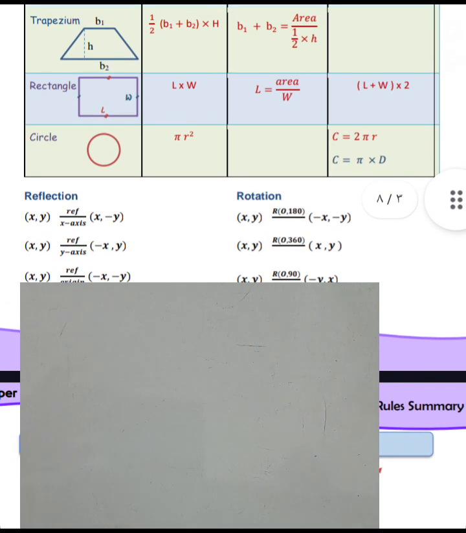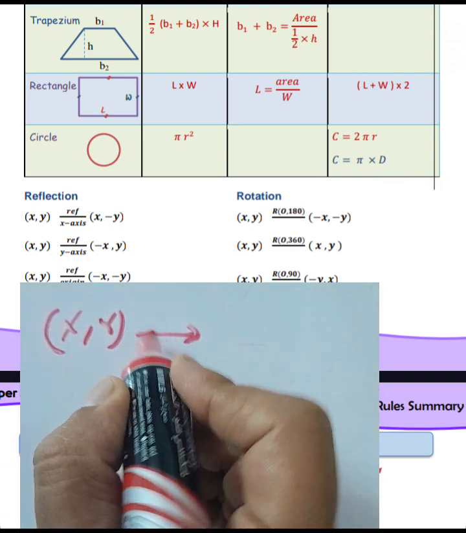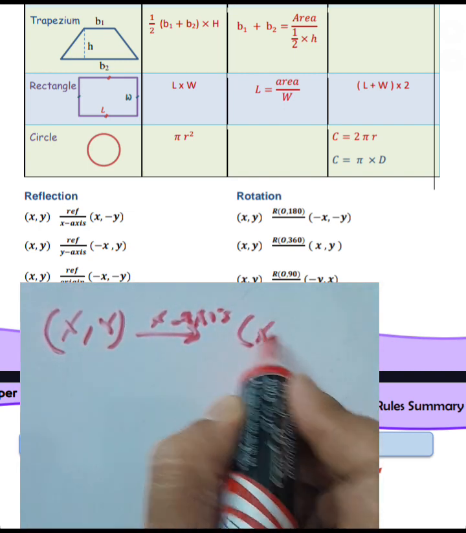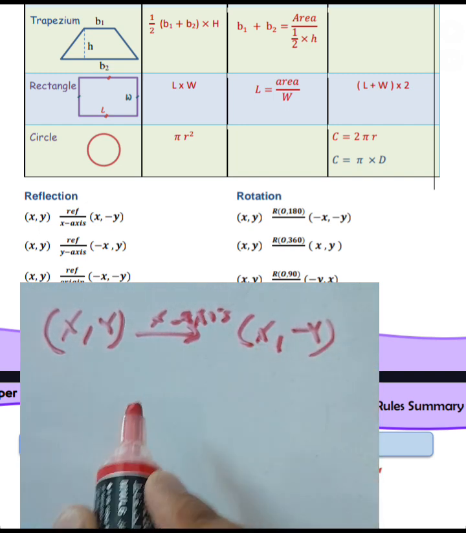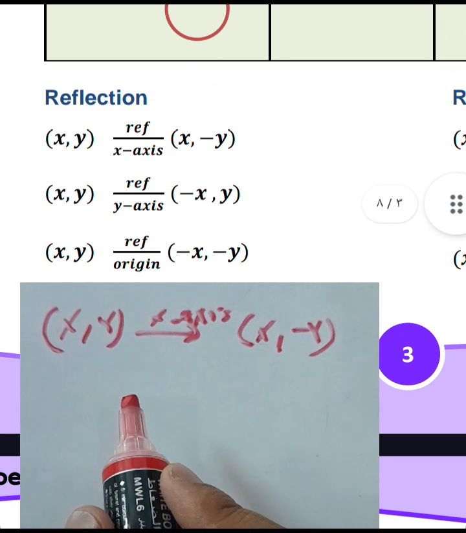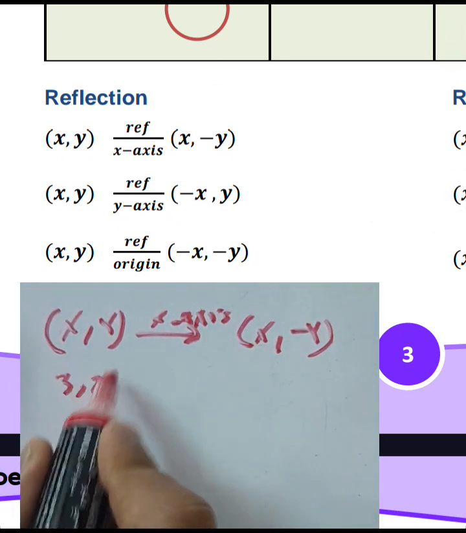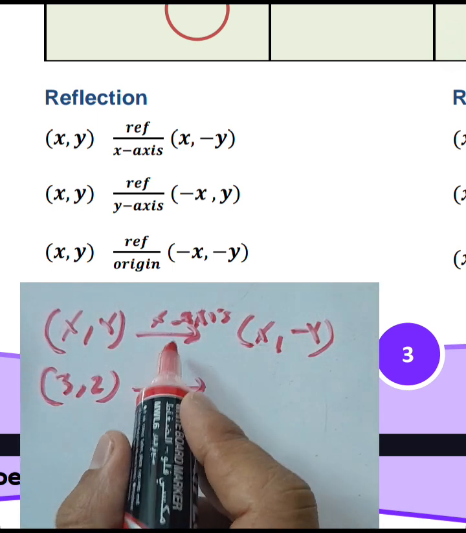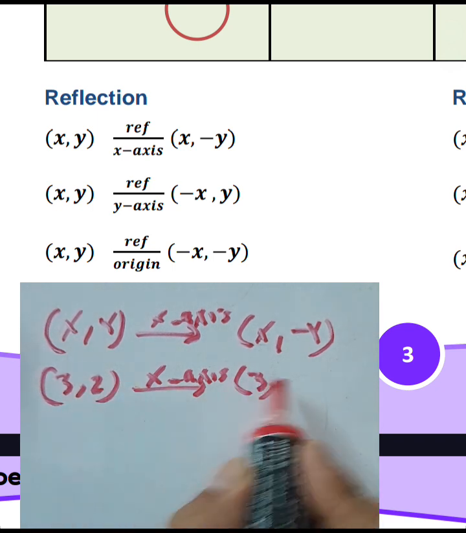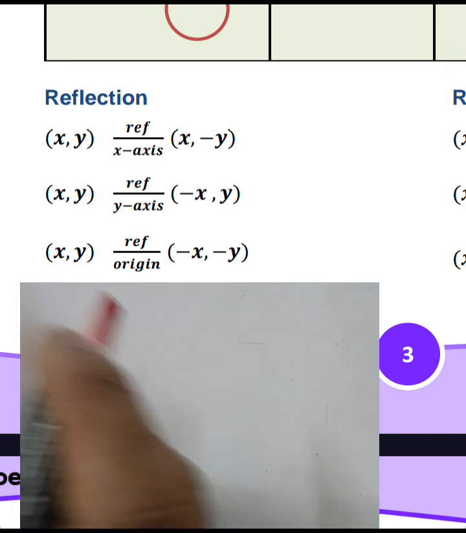What about reflection? Reflection about the point (x, y). At the x axis you must put x and change the sign of y. Such that for (3, 2), if you want to find the reflection at the x axis, you must put x here and change the sign of y. It's a rule you must keep in your mind.